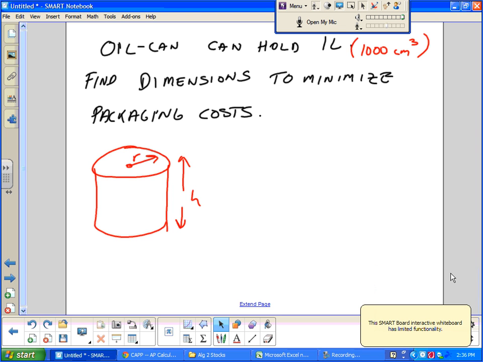So if I want to do an oil can that holds a liter, 1,000 cubic centimeters, and I want to find the dimensions to minimize the package cost. Basically, I want to minimize the surface area. You guys agree? And this, a good old-fashioned oil can like this from the good old days.